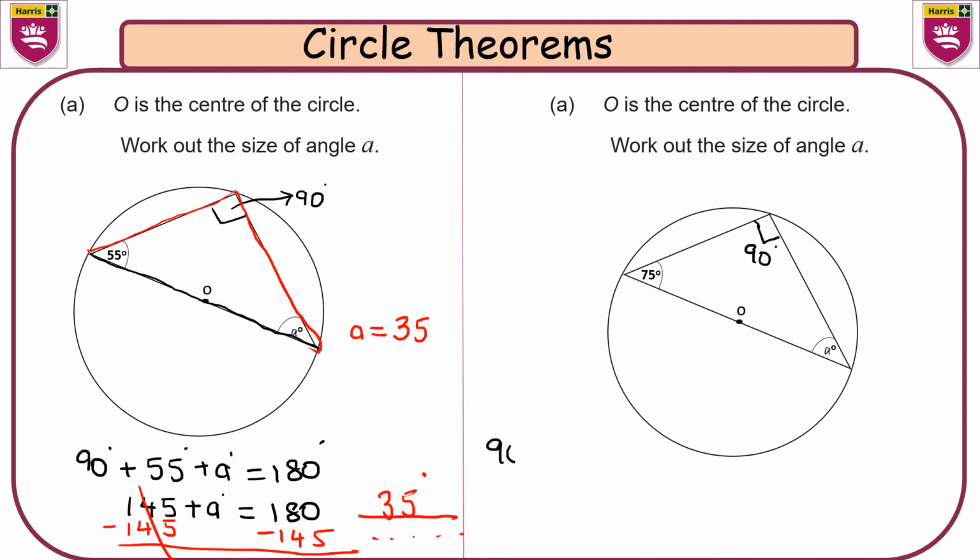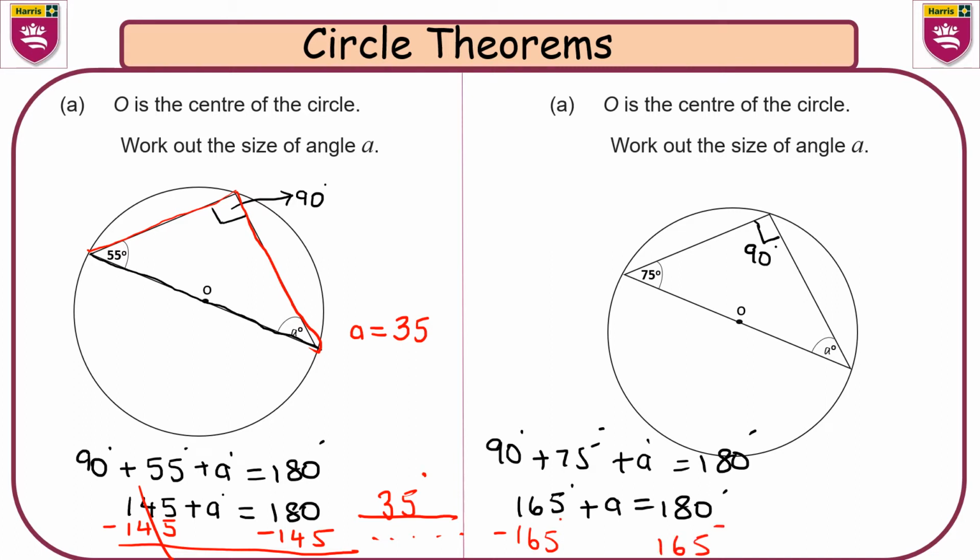So we've got 90 degrees plus 75 degrees plus A will give us 180 degrees. So this is 165 degrees plus A equals 180 degrees. Remember, we need to balance the equation to find out what A is, and we take away 165 from both sides because it was a positive. So A now is going to be 15 degrees.